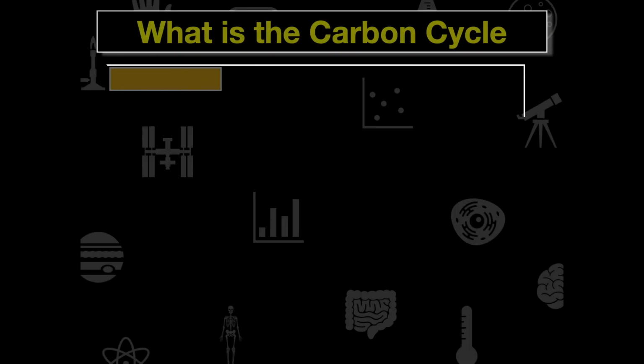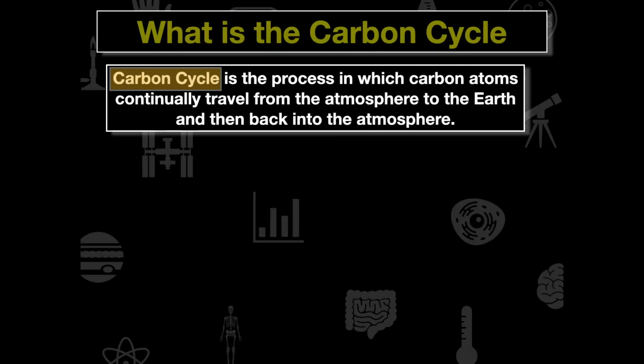So what is the carbon cycle? Well, the carbon cycle is the process in which carbon atoms continually travel from the atmosphere to the Earth and then back into the atmosphere.